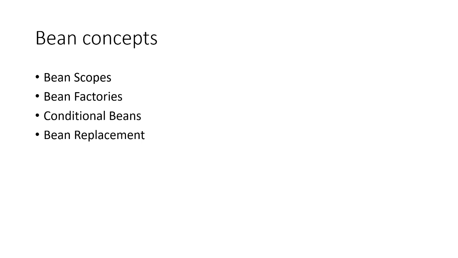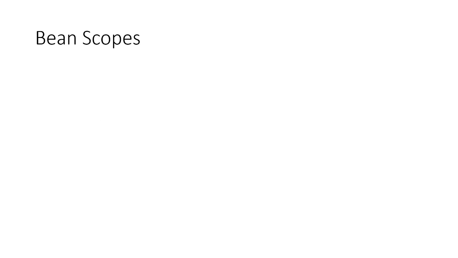In this video, we will take a further look at bean concepts like bean scopes, bean factories, conditional beans, and bean replacement. So, bean scopes define the life cycle and visibility of a bean. There are the following bean scopes in Micronaut. @Singleton.